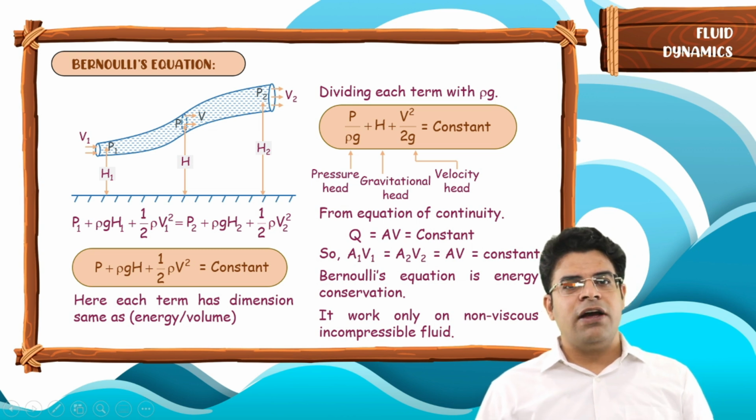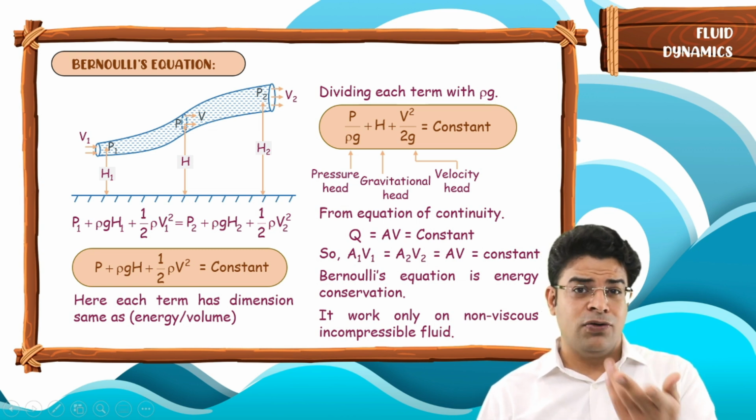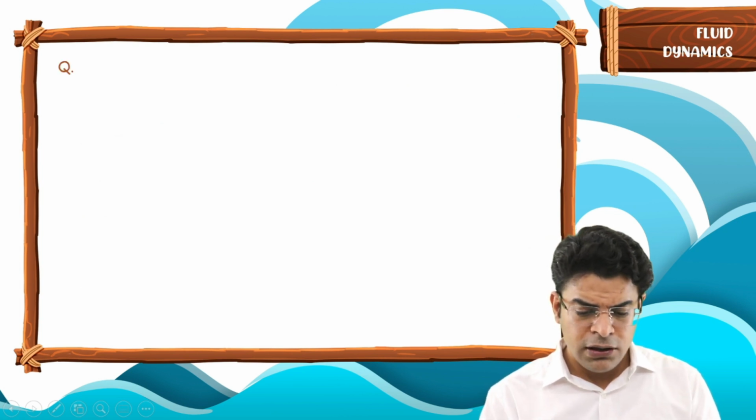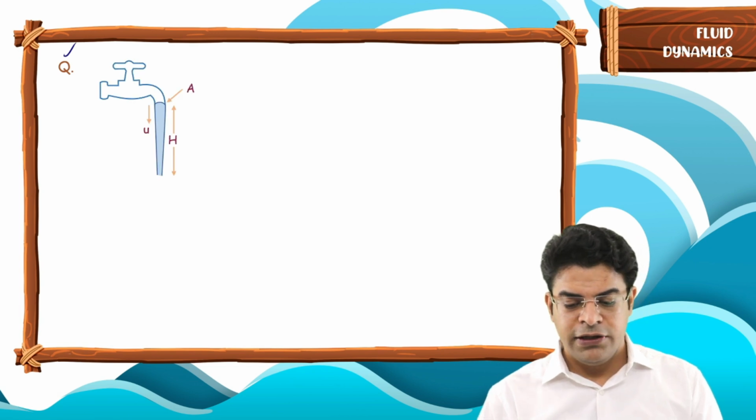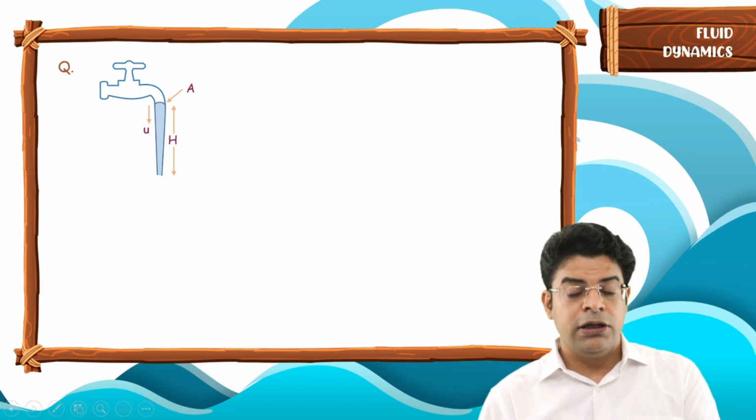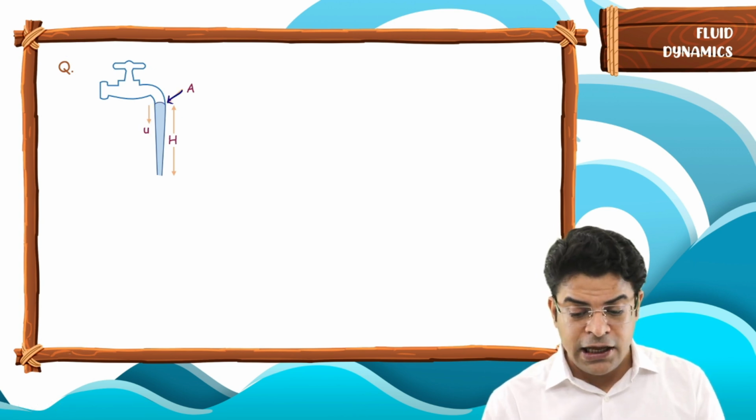Now since we have learned the two equations that we needed to learn, what we are going to do is apply them. So without wasting time, let's start. The first question goes like this: there is a tap, and from the mouth of the tap, the fluid comes out with a speed u. The mouth of the tap has an area A.